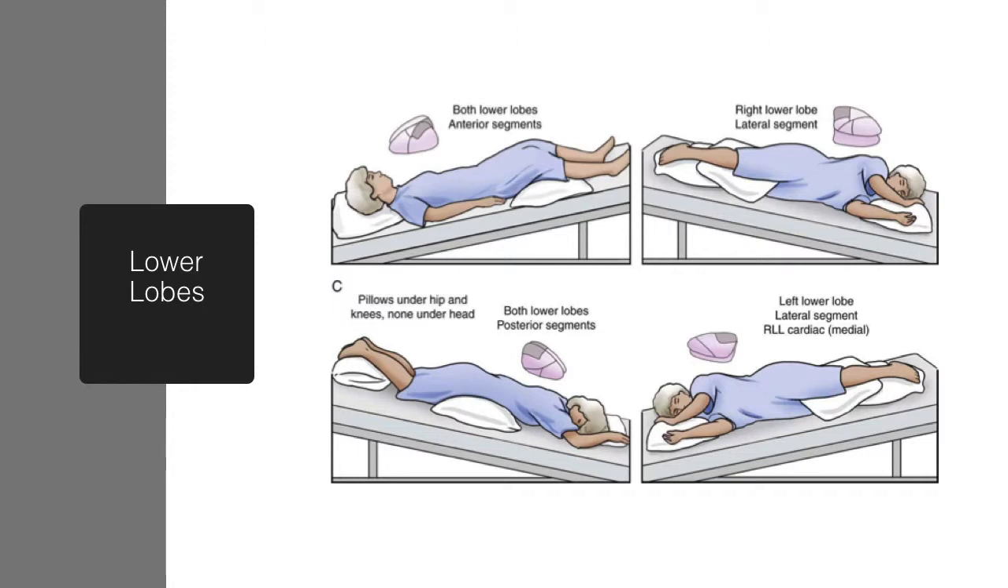The lateral segment of the left lower lobe would be drained in the opposite position of the right lower lobe. So they're in Trendelenburg, side lying, but they're laying with that left side up, as opposed to if you're draining the right side, the right side is up. So a lot of this stuff really makes sense and is pretty more or less obvious should you know your anatomy pretty well.